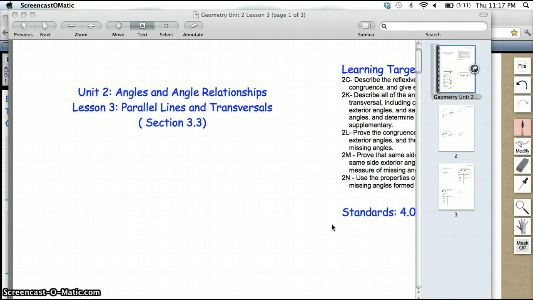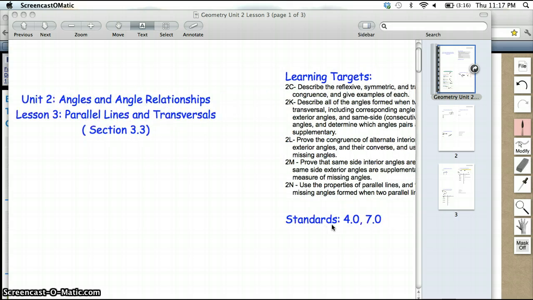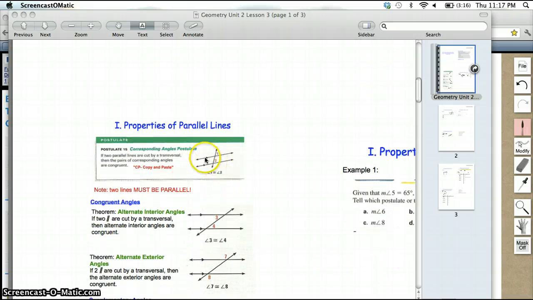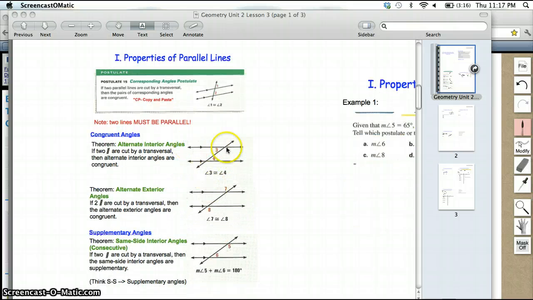All right, so we're in Unit 2, Lesson 2, and we're going to talk about parallel lines and transversals. Now, parallel lines are two lines that never intersect, and they're completely parallel. And a transversal is a line that cuts in between those two parallel lines. So if you can see here, we've got two parallel lines, and then we've got a line that goes through those two parallel lines, and that's what's called your transversal.